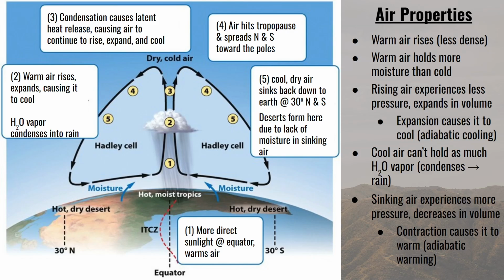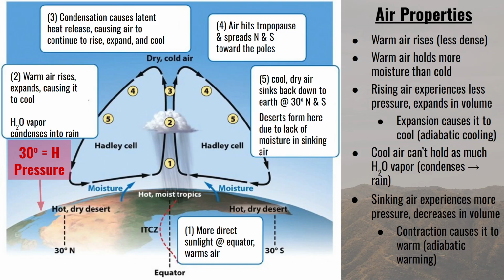However, we are not quite done understanding the Hadley cell. If we look at the diagram, we will see that we have this arrow here that is going from 30 degrees back towards the equator. Why is air moving along our surface from 30 degrees back towards the equator? Well, we have high pressure at 30 degrees north and south due to this column of cool, dry air that is sinking back down to Earth. When a column of air is pushing down on Earth, it gives us high pressure.